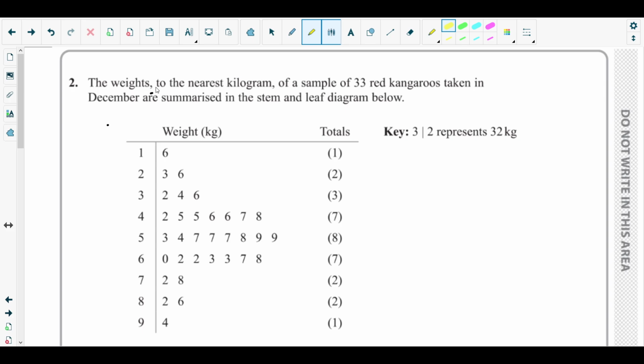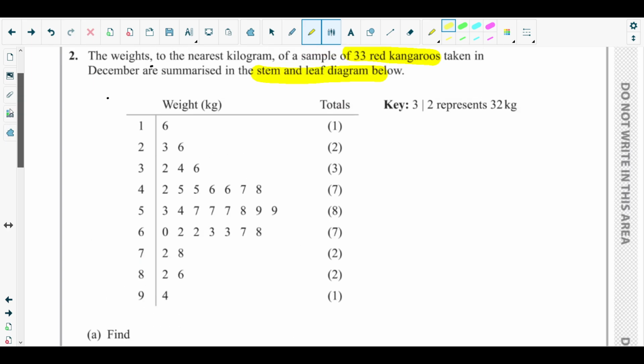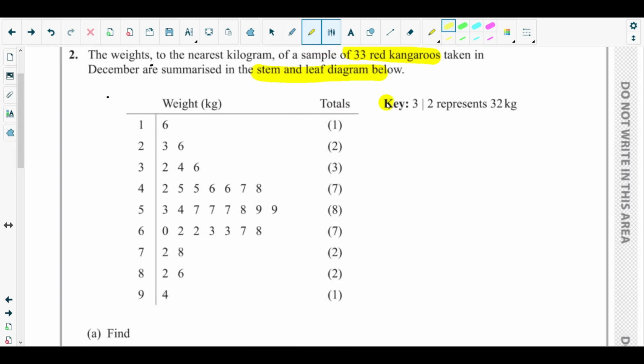The weights, to the nearest kilogram, of a sample of 33 red kangaroos taken in December are summarized in the stem and leaf diagram below. You can see the stem and leaf diagram here. The key is that 3|1 represents 32 kg. Okay, fine. This is the interpretation for the stem and leaf diagram.